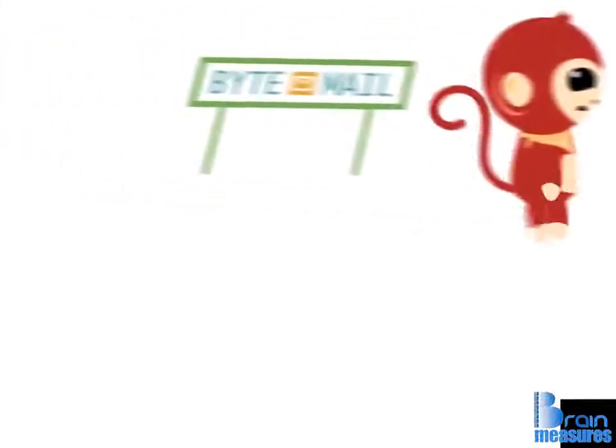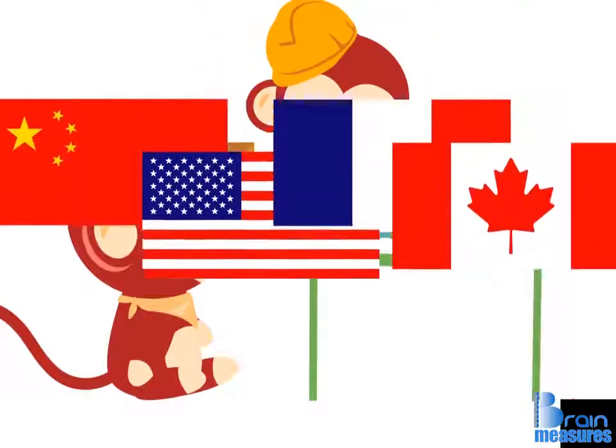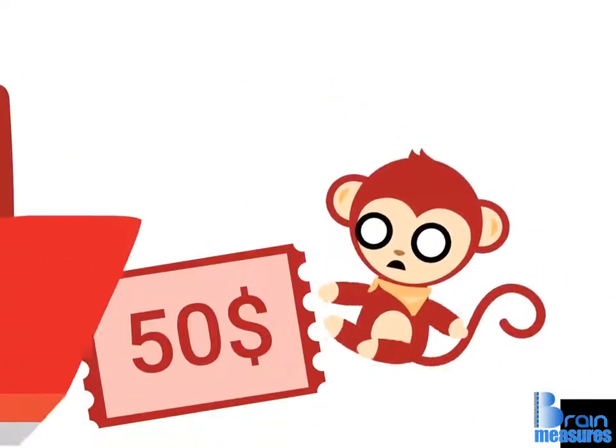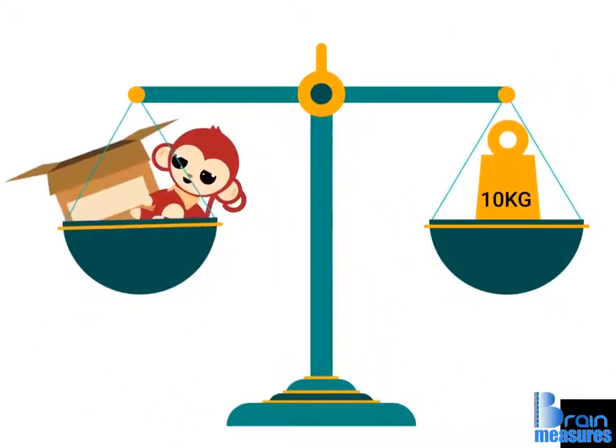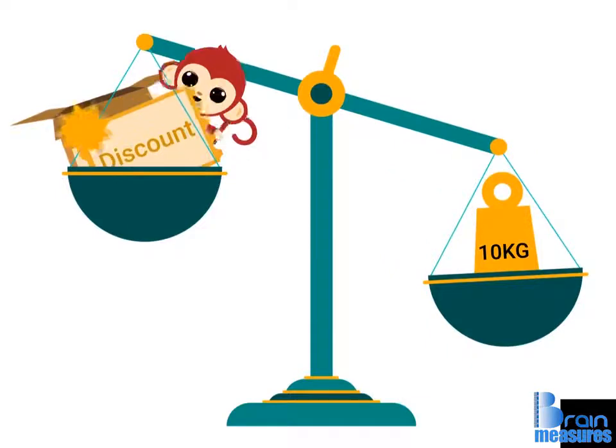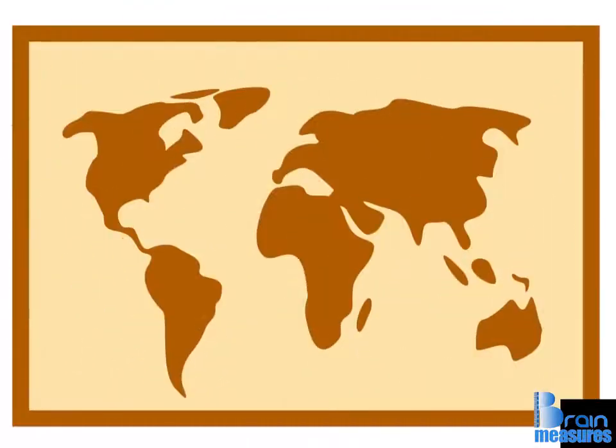We're going to help Byte Mail with one last task. This time, we'll be upgrading their international shipping machine. By default, each package will cost $50 to ship. However, packages with a weight of less than 10 kilograms will receive a discount. The catch is that the discount depends on the destination of the package.